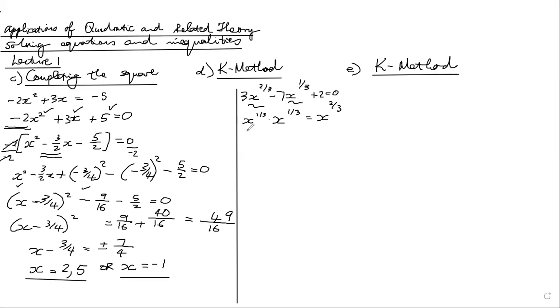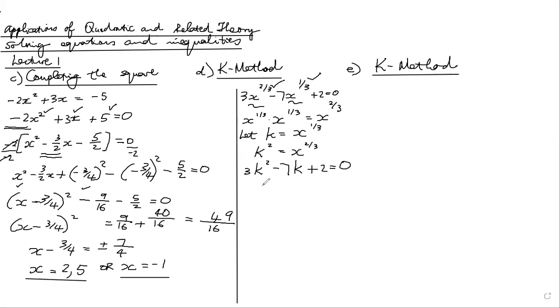So what we're going to do in the K method is let K equals x raised to 1/3. So to get to x to the 2/3, we've got to multiply x to the 1/3 by x to the 1/3. But x to the 1/3 is k. So it's k times k, and that would give you k squared. So now we'd simply get 3k squared minus 7k plus 2 equals 0. So all we've done is replaced x to the 1/3 with a k and x to the 2/3 with k squared.